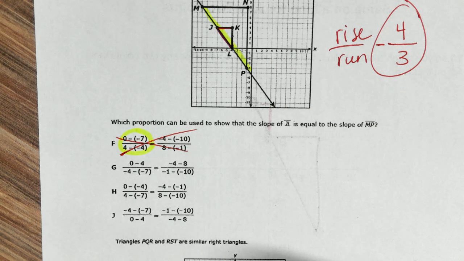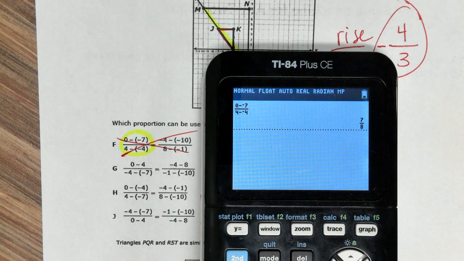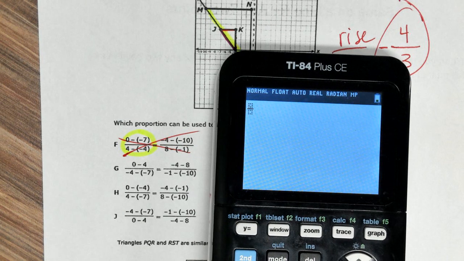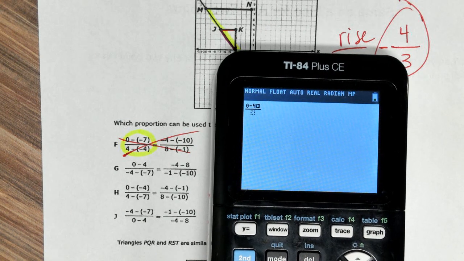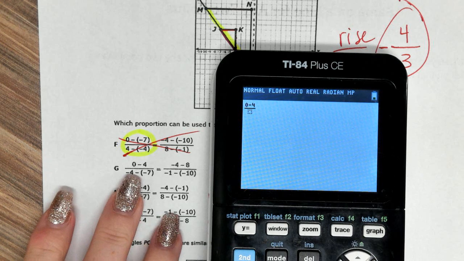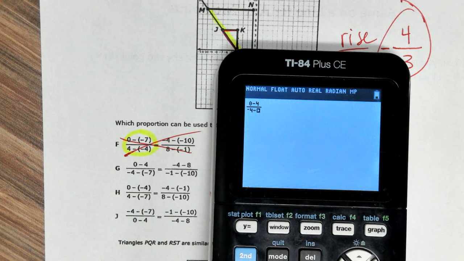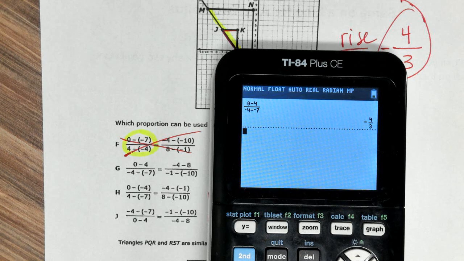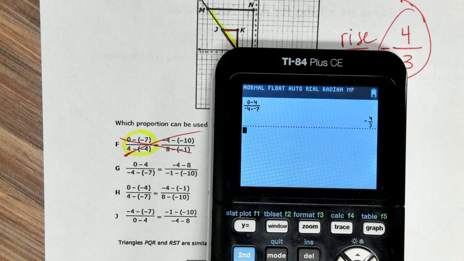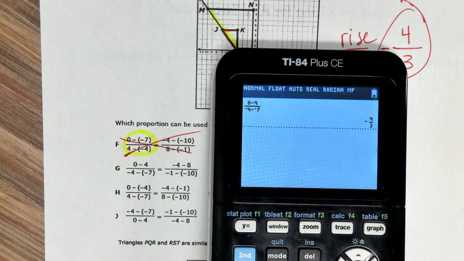Y'all see how easy this actually is? All right, let's try G. I'm going to go to alpha y equals. I'm going to type in 0 minus 4 over negative 4 minus negative 7. Did that give you negative 4/3? Yes. Do you just pick that answer?